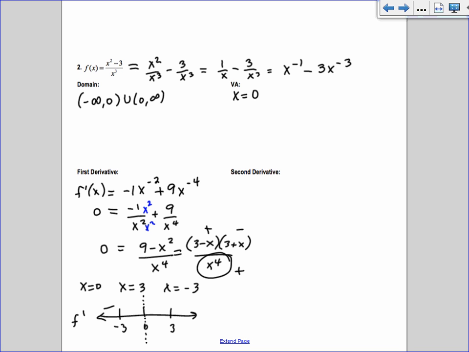If I try negative 1, I get a positive, so plus. If I try 1, I get a positive times a positive, so plus. And if I try 4, I get a negative times a positive, so negative. So it's going down, up, down. So there's a min at negative 3, and there's a max at 3. Okay, second derivative.